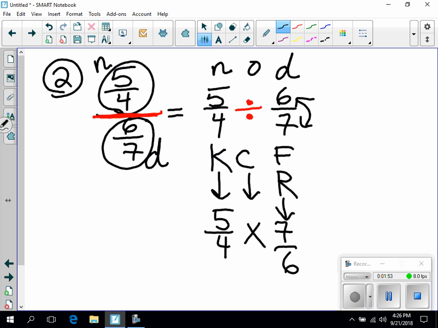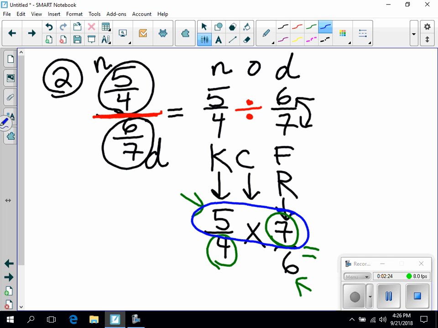From here, we need to examine the problem. Can we reduce diagonally? So 4 and 7, can they be divided by the same factor? And they cannot. When you look at 5 and 6, the same thing is true. You cannot divide them by any number besides 1. And remember, if you divide 5 by 1, you get 5. You divide 6 by 1, you get 6. So it doesn't change it. It doesn't help you.